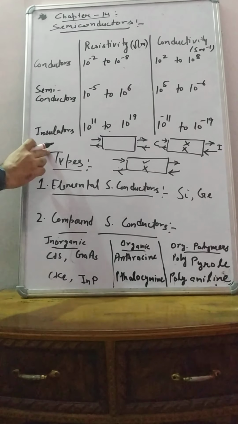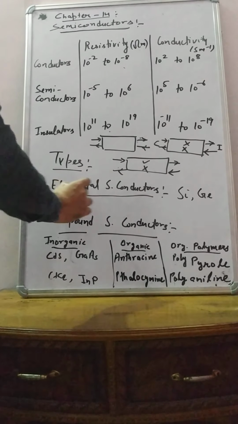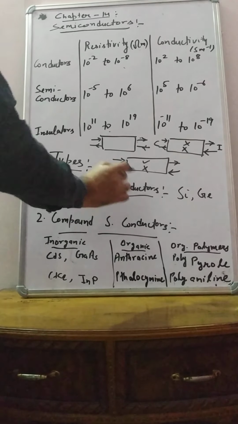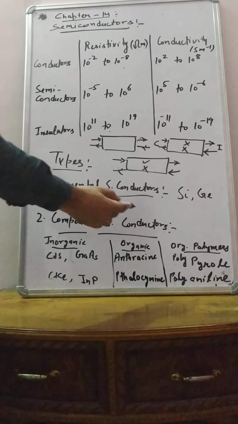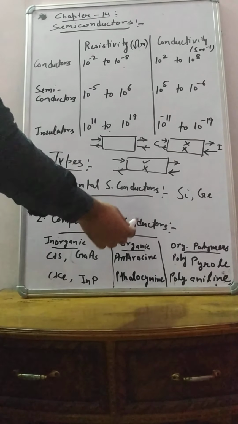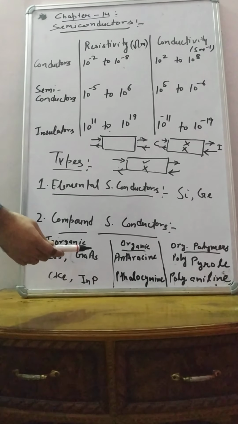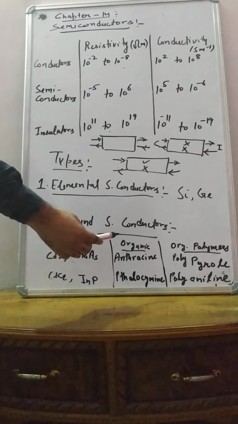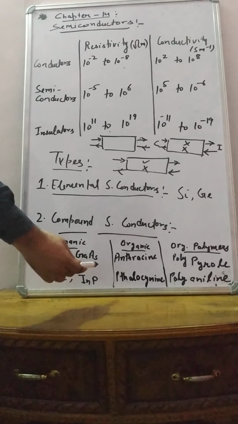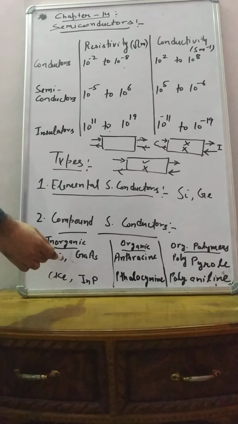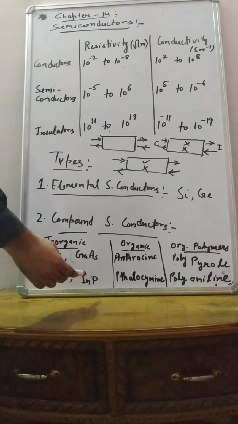So now we go to the further classification, the types of semiconductor. First one is the elemental semiconductor. These are available in natural form, for example silicon and germanium. Second, the compound semiconductor. These are semiconductors obtained by compounding metals. There are further three classifications of the compound semiconductor. First one is inorganic, second is organic, and third one is organic polymer. Examples of the inorganic: cadmium sulfide, gallium arsenide, indium phosphide.